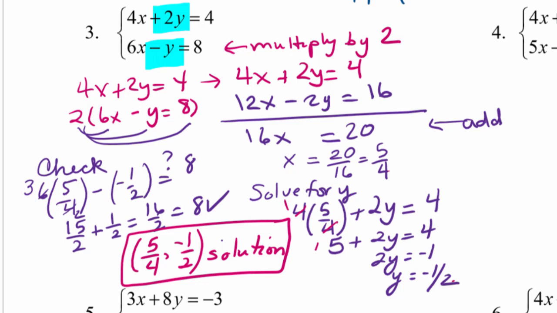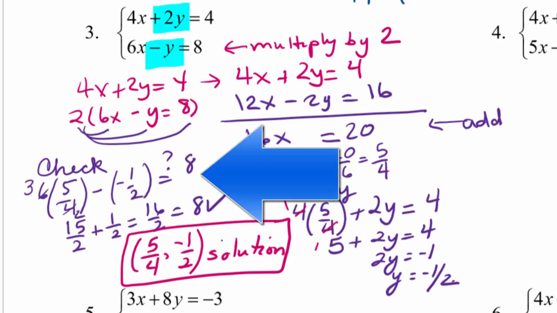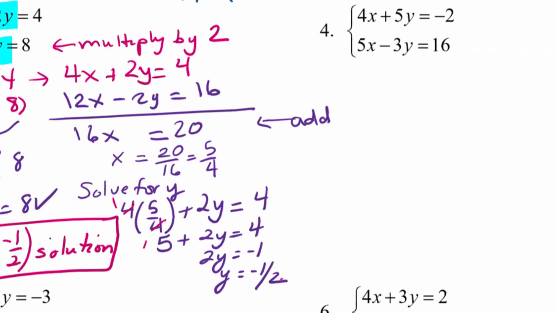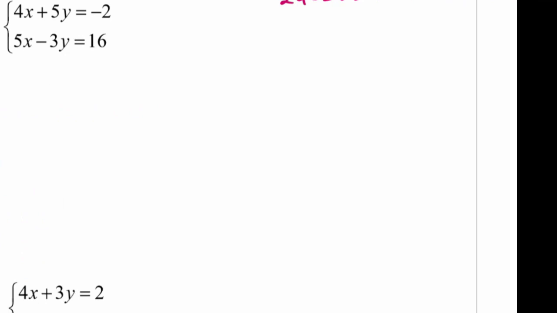And then here's my check into the second equation. And so (5/4, -1/2) is the solution. And this is our consistent independent system again. So how did you do? All right, so we're going to go to the next problem now, which is a little bit different than the first 3. See if you can notice what is the difference in this fourth problem.